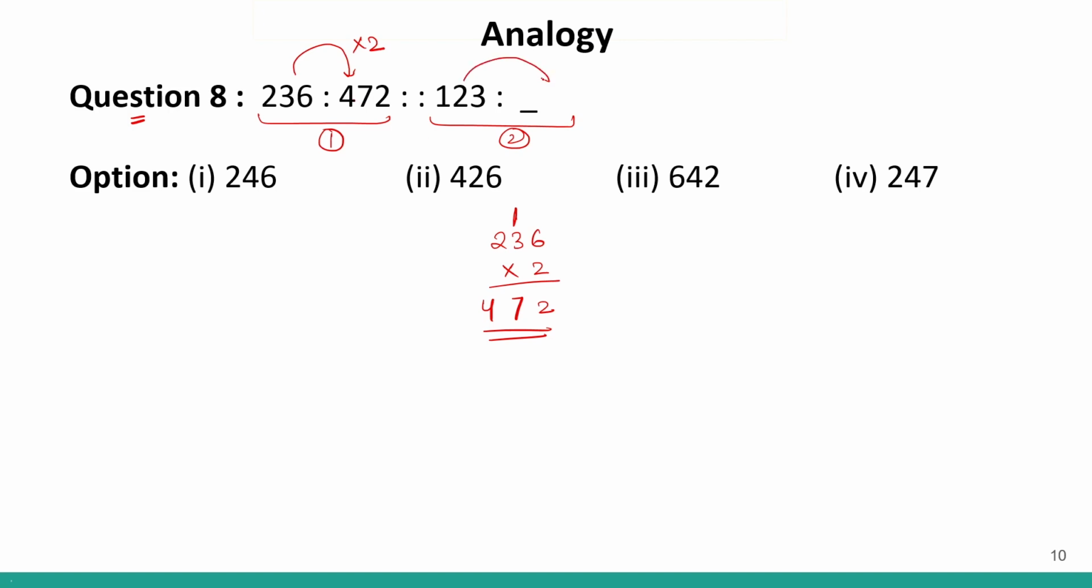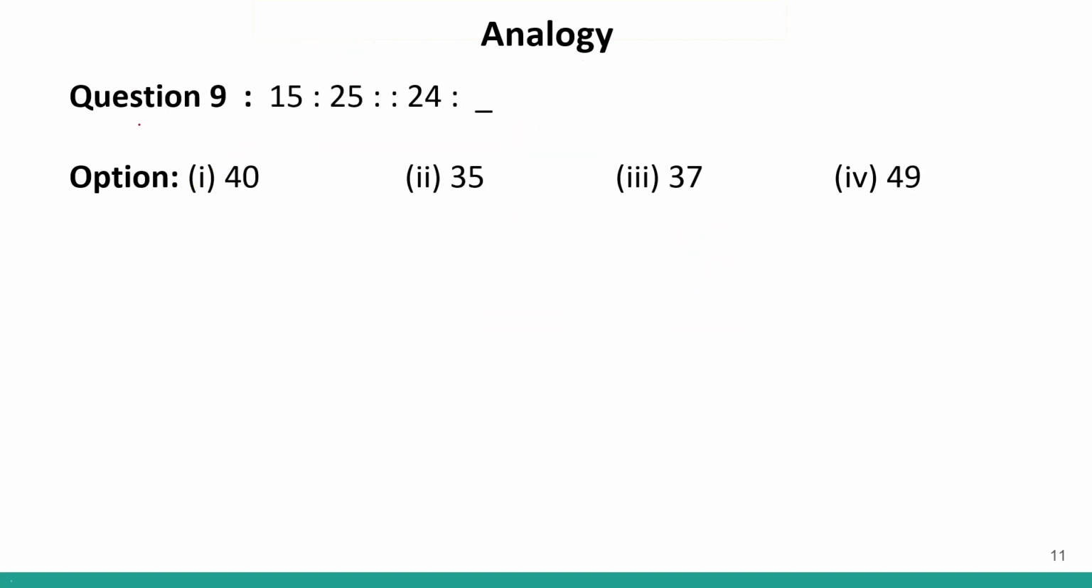So we will multiply by 2 here also. So 123 into 2 will give me how much? 3 into 2, 6. 2 into 2, 4. 2 into 1, 5. So I will get 546 is the answer. Sorry, 2 into 1, 2. I will get 246 is the answer. And 246 is given in option number 1. So option number 1 will be the correct answer to this question. Clear? Moving on to question number 9.